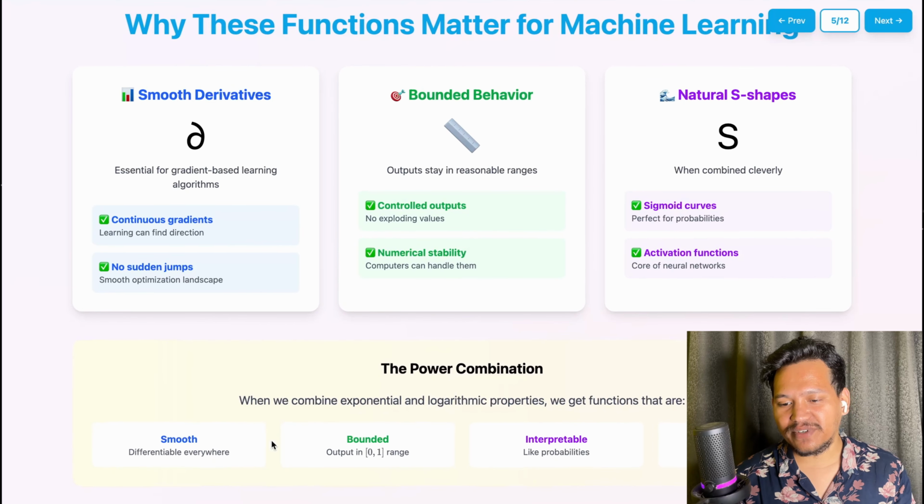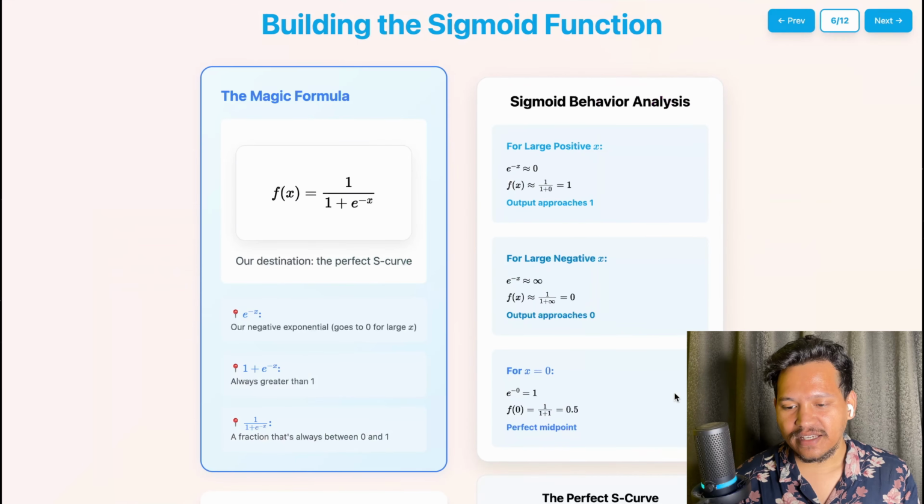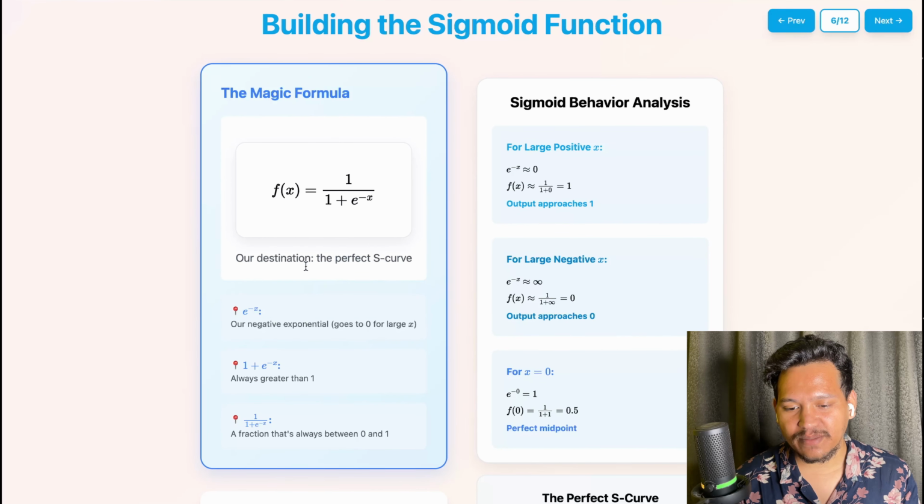What if we create a function f of x equals 1 by 1 plus e to the power of minus x? e to the power of minus x, our negative exponential, goes to 0 for large x. 1 plus e to the power of minus x is always greater than 1. 1 by 1 plus e to the power of minus x is a fraction that's always between 0 and 1.